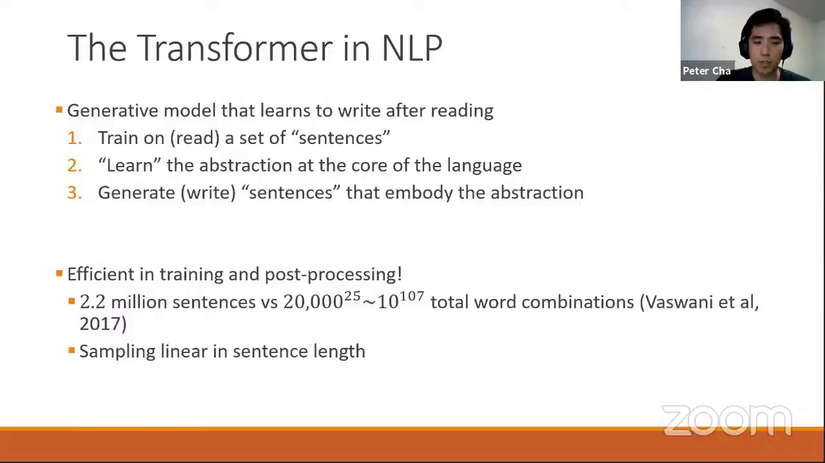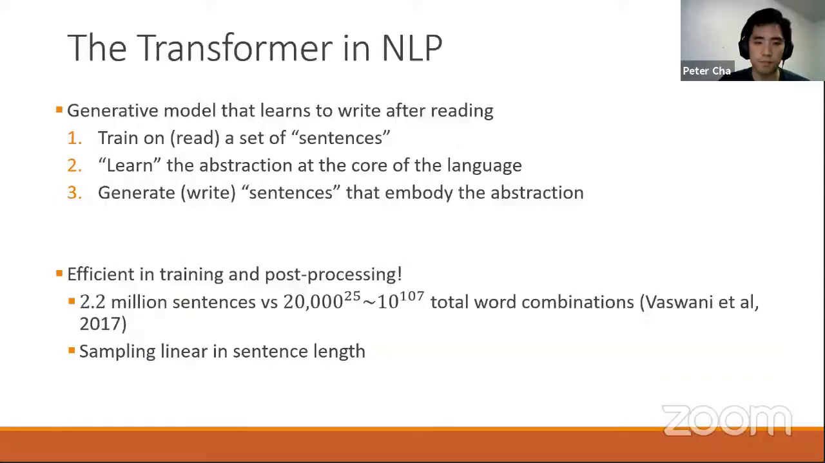The transformer is also able to sample linearly in sentence length, which is an amazing feat, given that the transformer is sampling from a space of sentences that is exponential in the sentence length. And that feature will be important to us as we talk about how the transformer fits into the task of tomography.